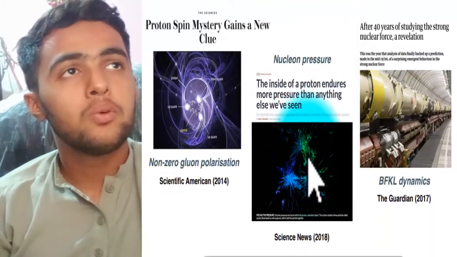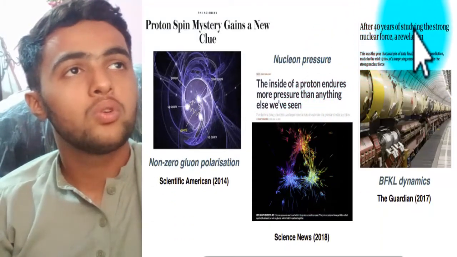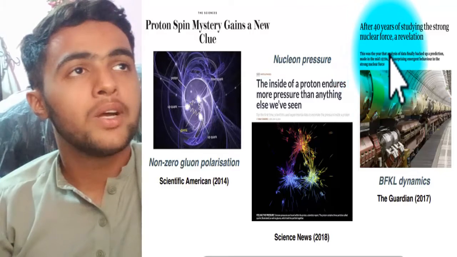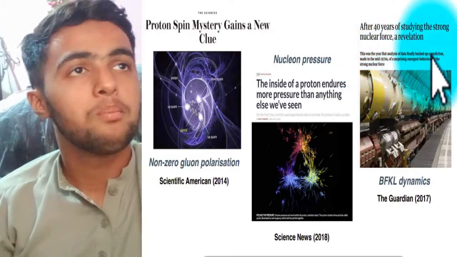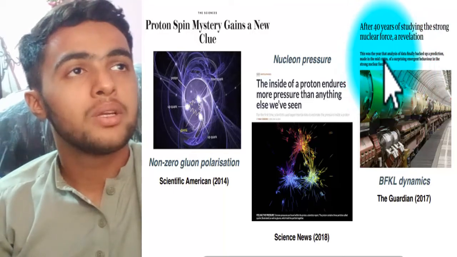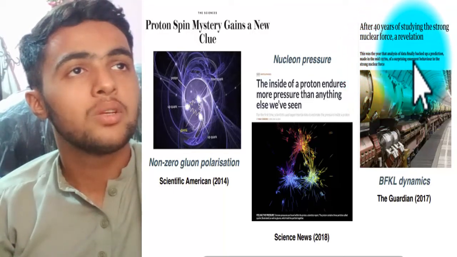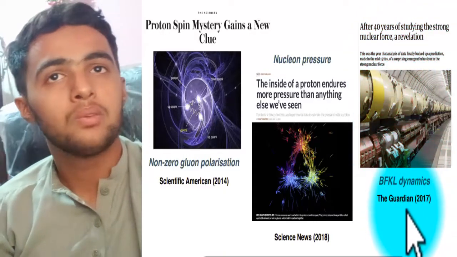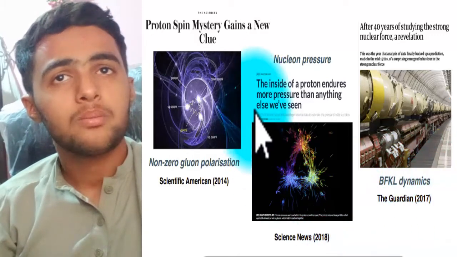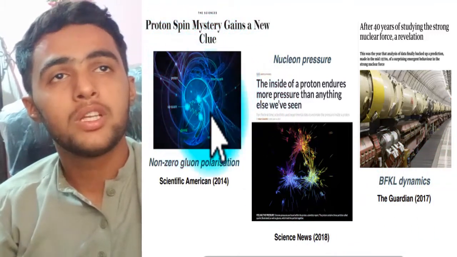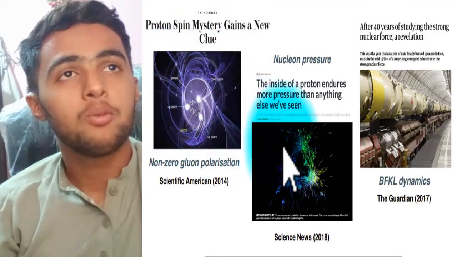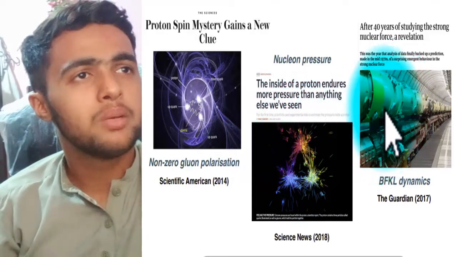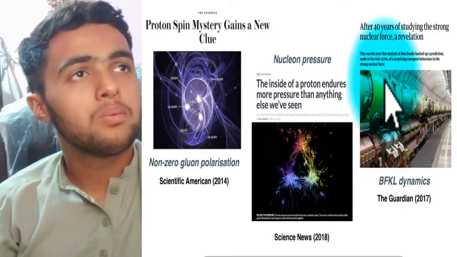After 40 years of studying the strong nuclear force, a revelation. This was a year in which analysis of data finally backed up a prediction made in the mid-1970s of a surprising emergent behavior in the strong nuclear force. BFTL Dynamics, The Guardian 2017. Here we have such diagrams. Here we have a non-zero gluon polarization. After that, we have a diagram of nuclear pressure. After that, we can see that there are big pipes of nuclear force.